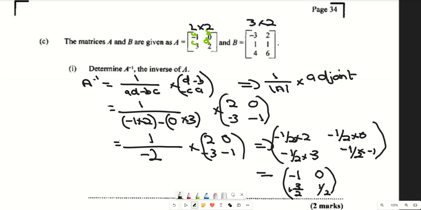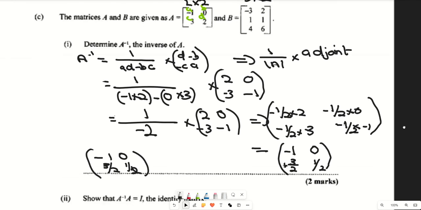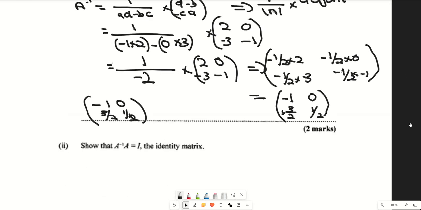So your answer would be -1, 0, 3 over 2, and a half. And that is how you would do this question. You just need to remember this formula. It's the most important formula when you have to learn to do the inverse.